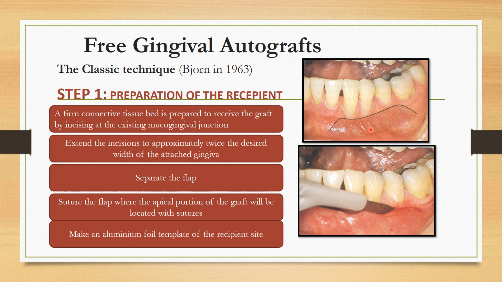Another technique consists of outlining the recipient site with two vertical incisions. So it can be done with two vertical incisions, or with one incision also. Anyway, they extend the incision to approximately twice the desired depth of the attached gingiva, which will allow 50% contraction of the graft when healing is complete.